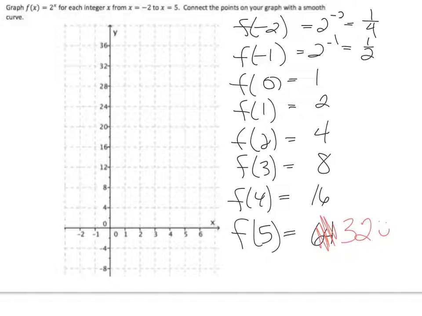All right, let's graph. So we had -2. You guys could probably do this better on your paper because you can get a little more accurate than my stylus. -1. If we look, the y-axis goes by 4s. 0, 1, 2, 3, 4, 5. Okay, there's our graph.